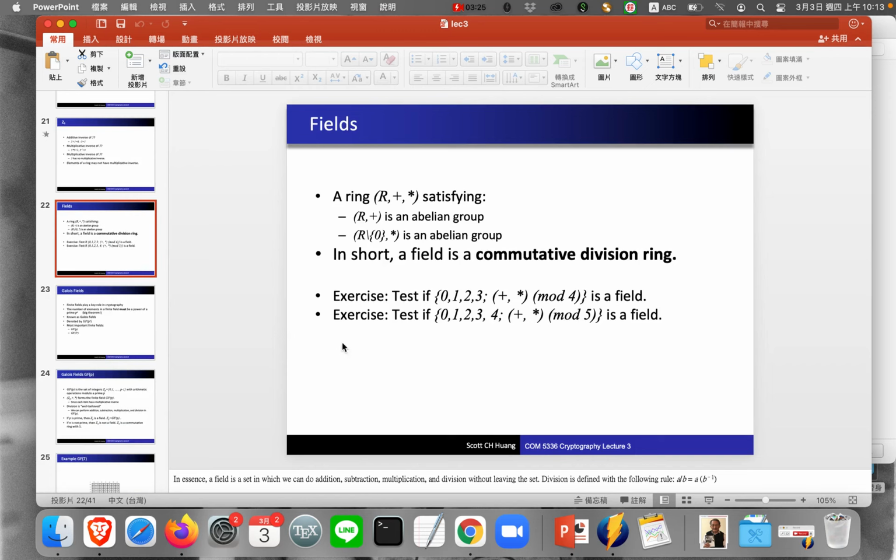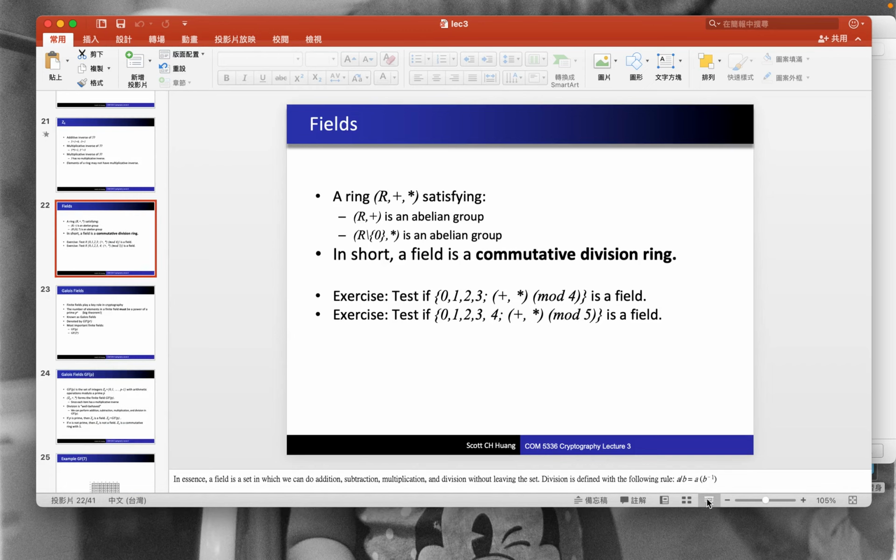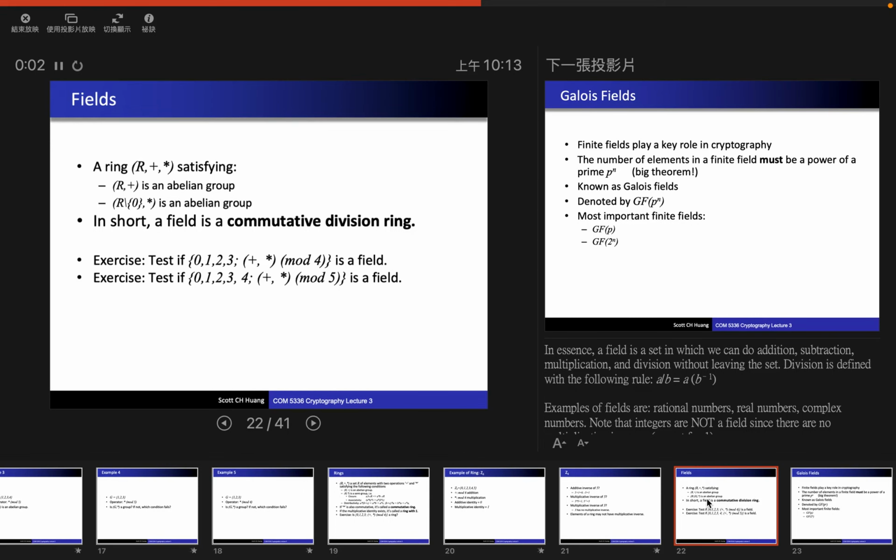Okay, so that's rings. Let's move on to fields. A field is a ring with some extra properties, so it's an even better mathematical structure. It's a ring, and in addition to that, it's a commutative division ring.